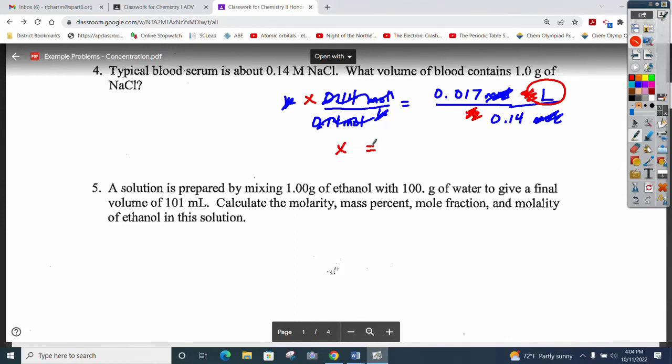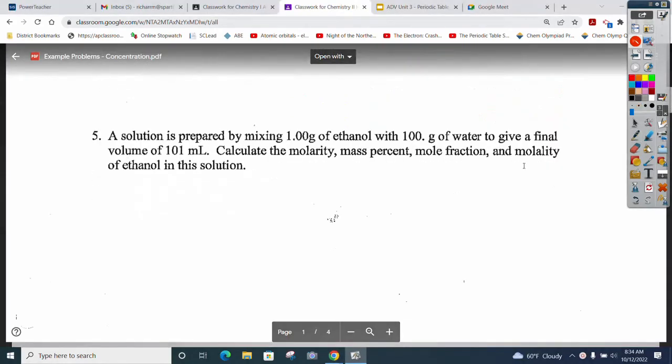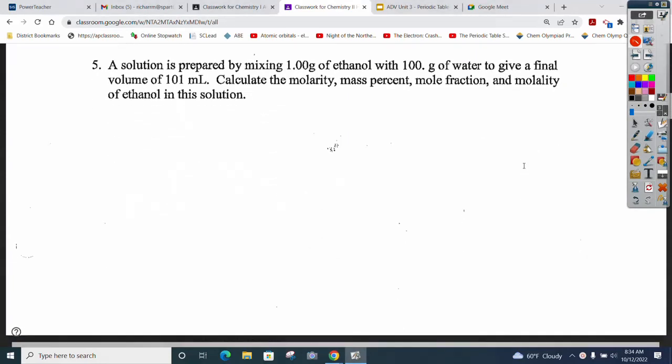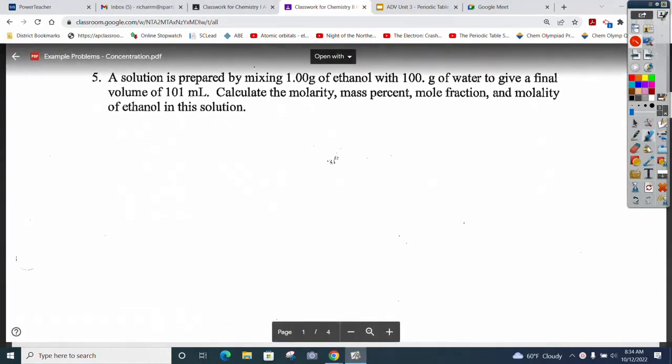So take a minute and punch that into your calculator and round to the correct number of sig figs. And I'm getting X equal to 0.12 liters. And that's my answer. Okay, number 5. Take a minute and read over number 5. And I think you will see that no reaction is occurring.